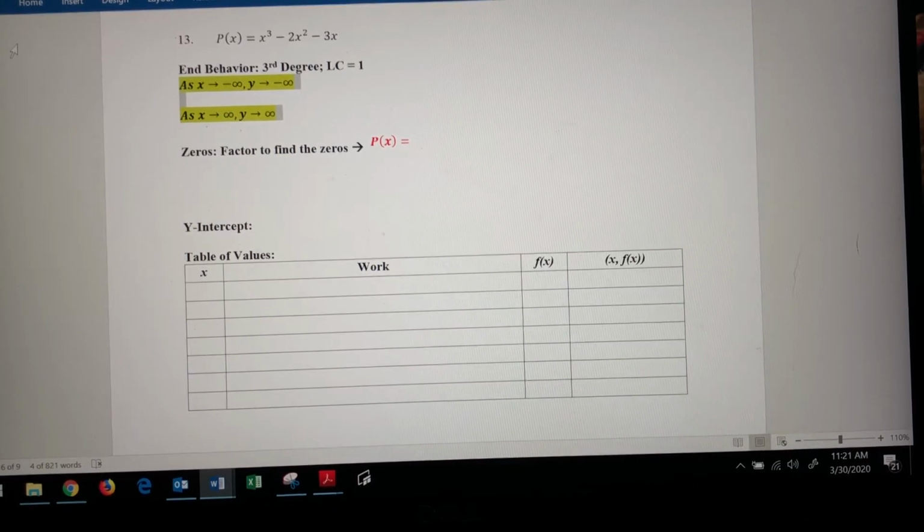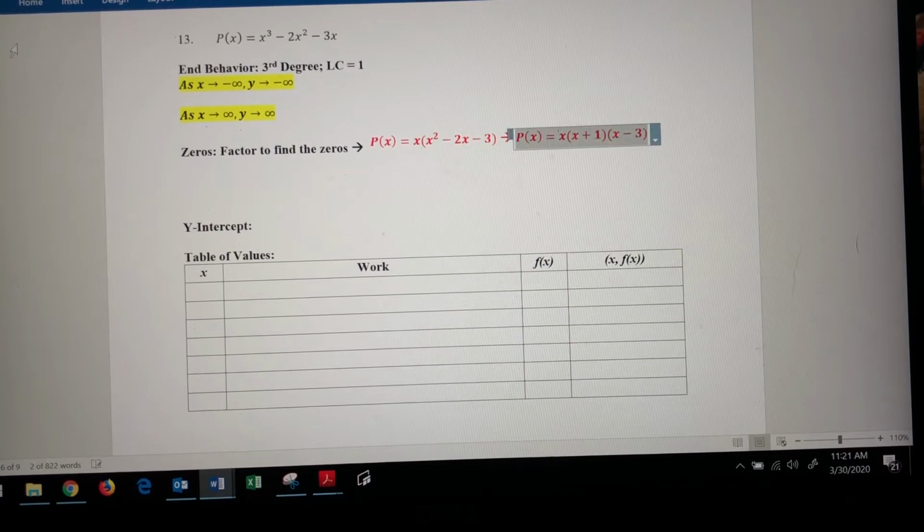So the first thing we want to do is take out the GCF. Each of the terms has an x in common. When you divide that x out, you're left with a quadratic trinomial, x squared minus 2x minus 3. That trinomial can be factored as the product of two binomials. When we factor that one, we get (x + 1)(x - 3). So we've got three factors there. Each factor occurs one time. We're going to need that when we determine the multiplicity of each of the zeros.